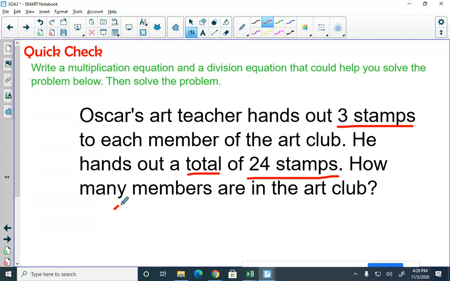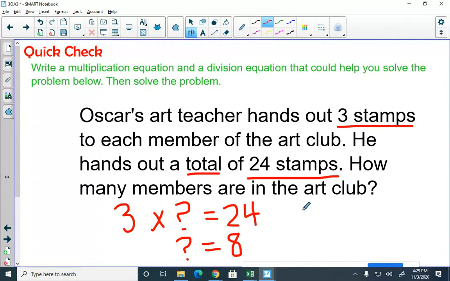So the multiplication equation I could write is 3 times some number that I don't know. It's not given to me in the problem. Again, that might be one you know the answer to in your head. And what does that equal? Well, if you know your threes facts, you know that 3 times 8 is 24. Or if we write it as a division problem, I have a total of 24 stamps, and I'm going to give 3 of those to each of the team members.